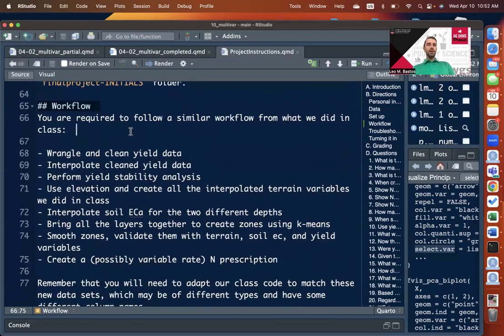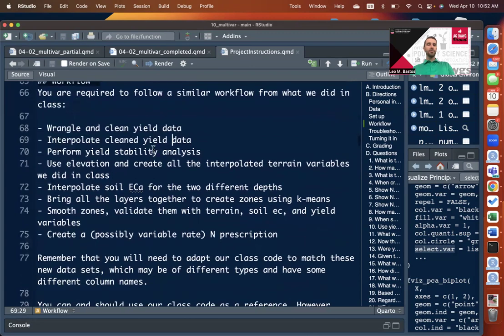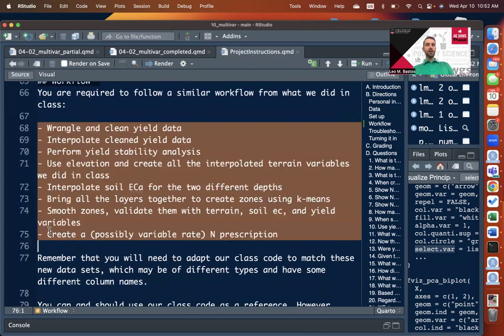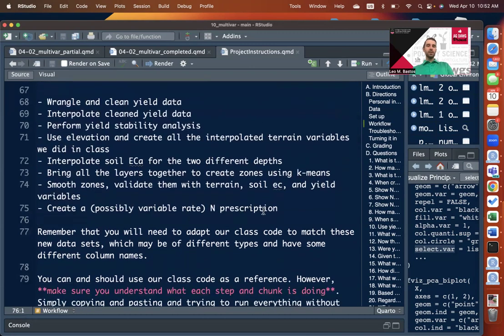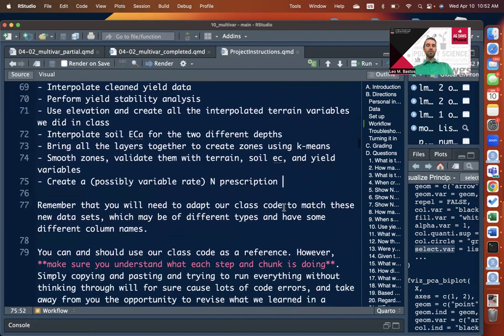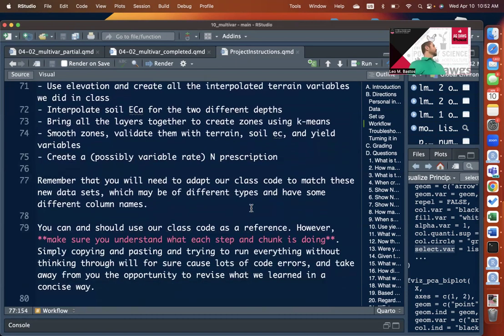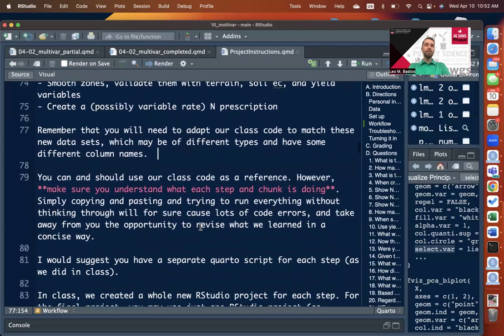Right, so I'm just saying here, the workflow that you're going to be required to do involves all the steps that we've done, starting with wrangling and cleaning your data, all the way to creating zones, potentially a variable rate nitrogen prescription zone. So again, you're going to have one overall RStudio project, where in the code folder, you're going to have all the codes that we did in class, and you're going to adapt those codes to this case, which has different data, different column names perhaps. So you have to adapt that.